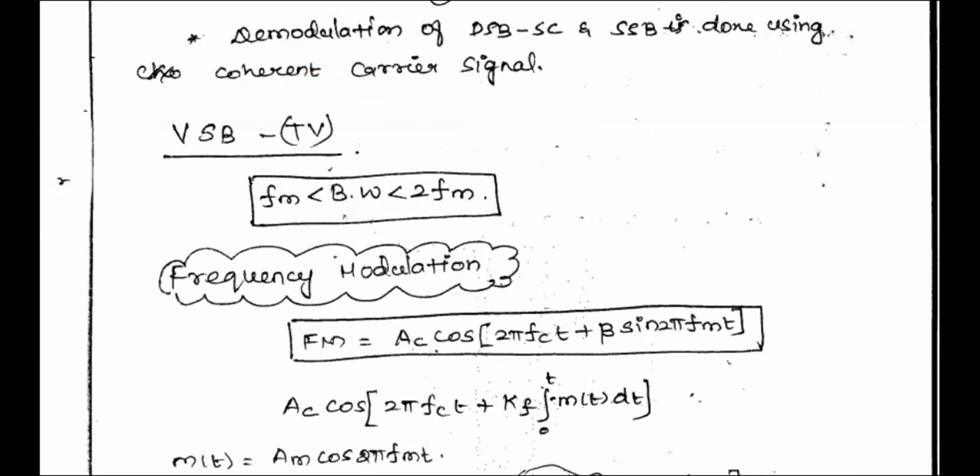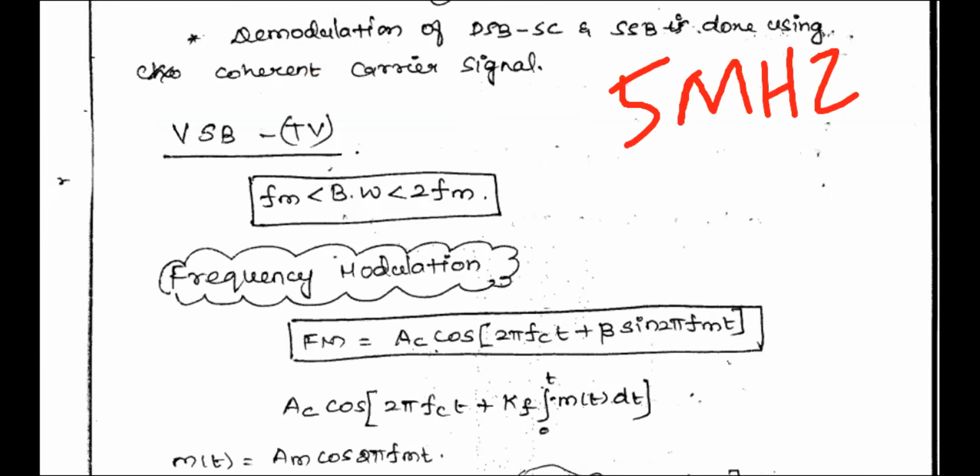Then one more thing is, what is the baseband frequency of TV? That is generally 5 megahertz. For audio, what is the frequency range? 20 hertz to 20 kilohertz. For voice, up to 5 kilohertz or 4 kilohertz. So for TV, this is up to 5 megahertz.